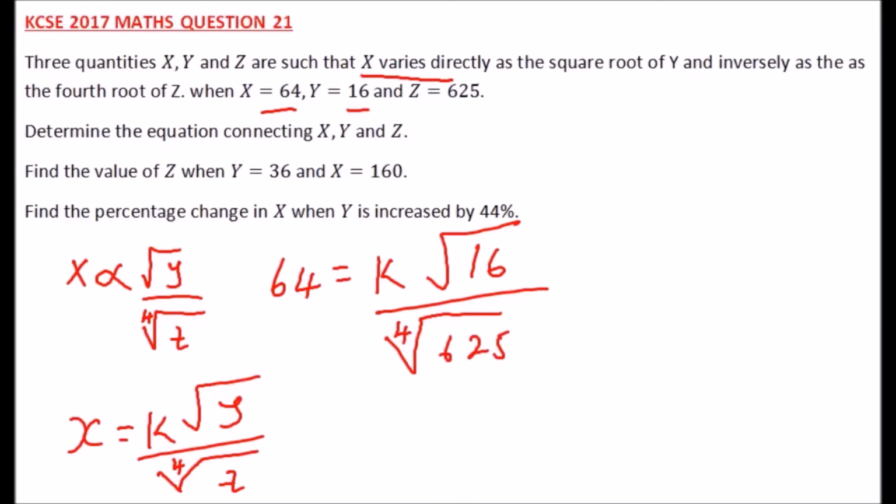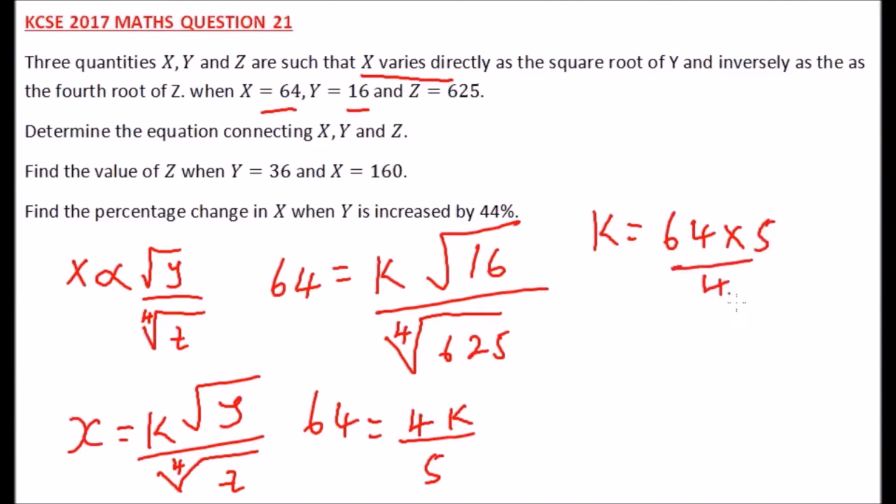Now, this means that 64 is equal to 4k divided by 5, since the square root of 16 is 4 and the fourth root of 625 is 5. That is, if you multiply 5 times 5 times 5 times 5, 4 times, you get 625. Now we will be able to get k is equal to 64 multiplied by 5 divided by 4, and that will give you k is equal to 80.